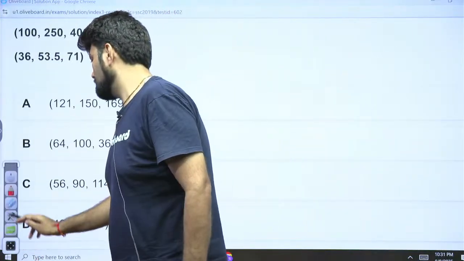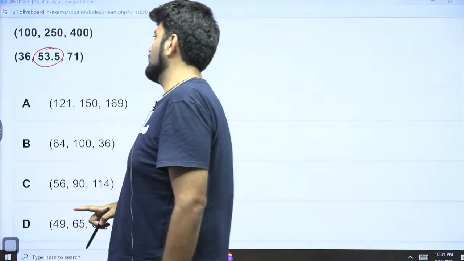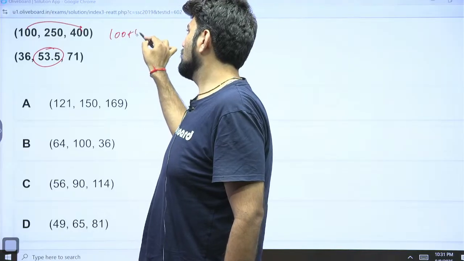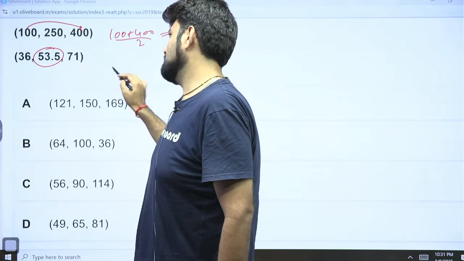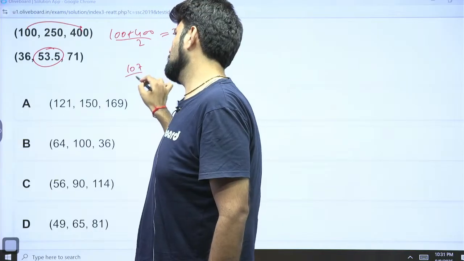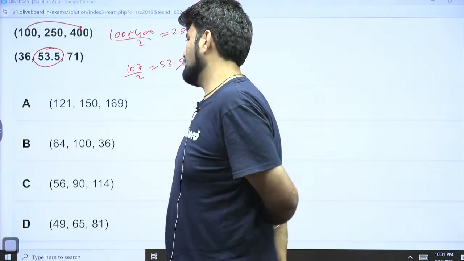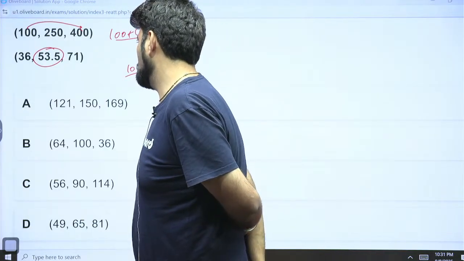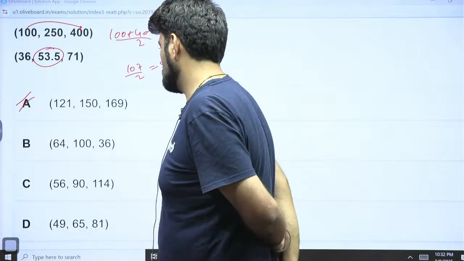Number set. Again a point is coming up. So something is being divided, right? 100 plus 400, 500 divided by 2 is 250. So check it here also. 36 plus 71 is 107 divided by 2, which is 53.5. Okay, so 9 plus 1, 10 divided by 2. This is not 300, is it? 280. Yeah, this is it. Option A is the right answer.